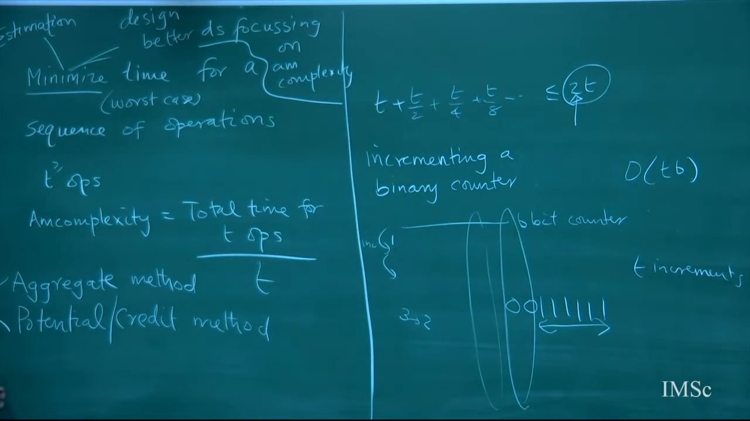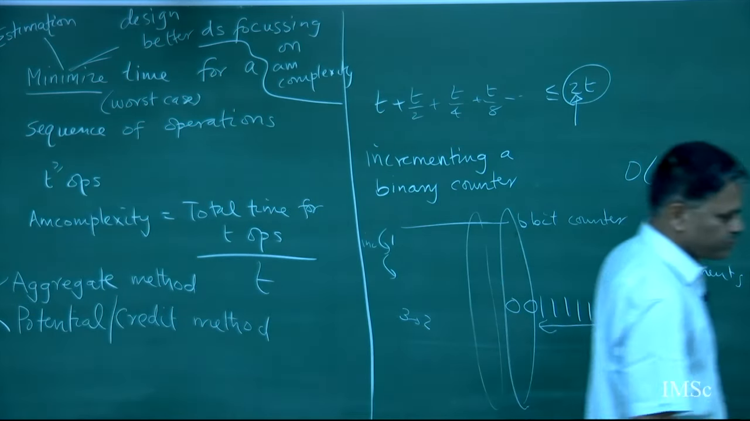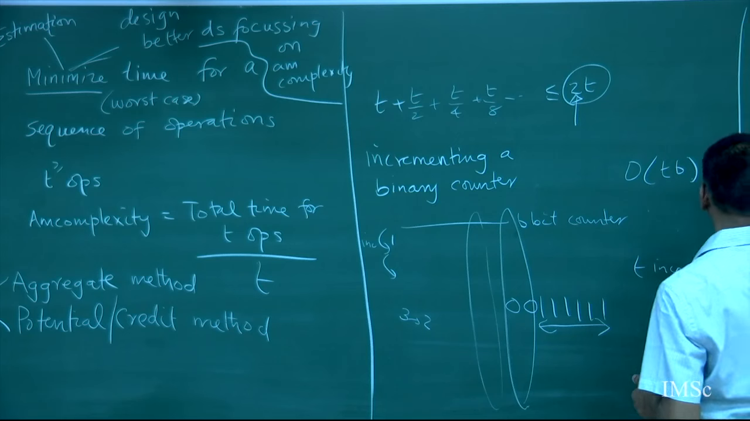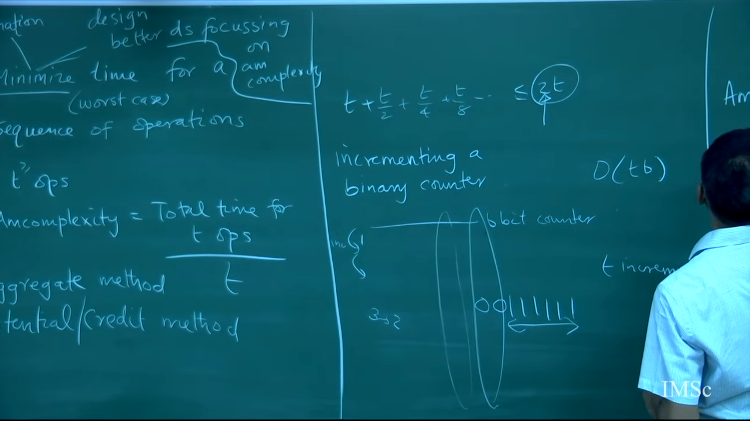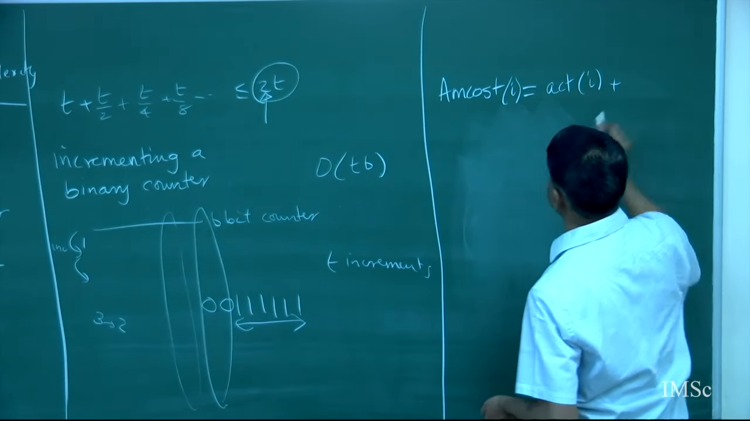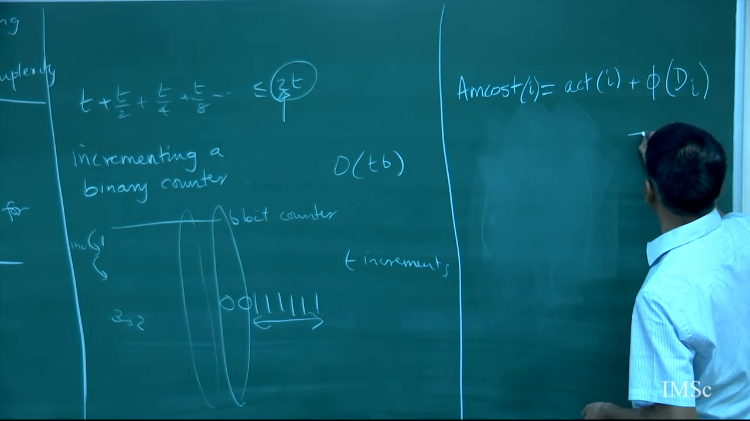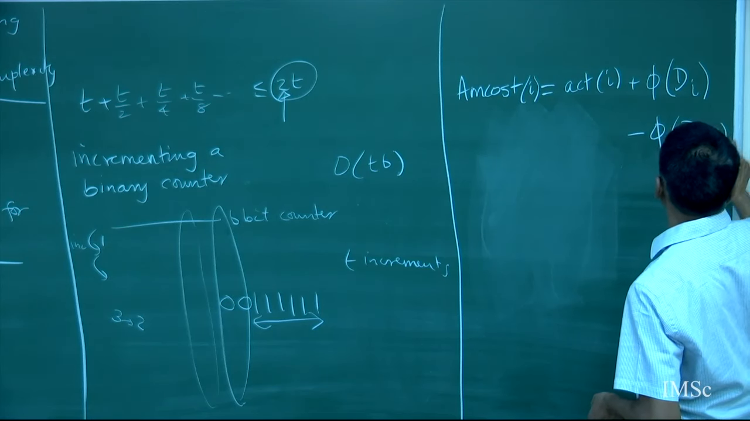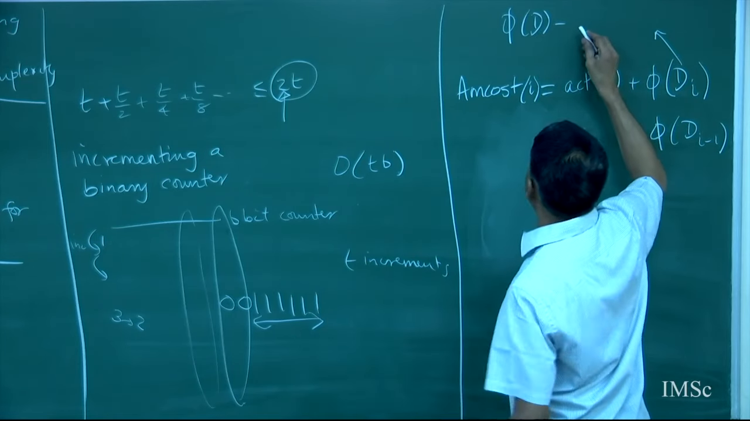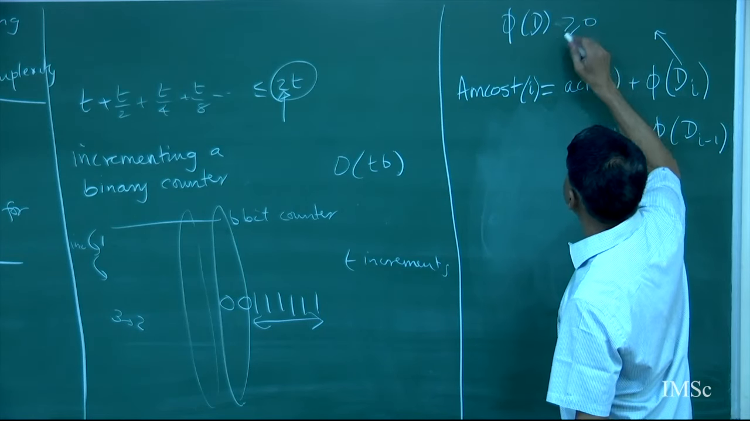So this potential method says, the amortized cost for the ith operation is the actual cost of the ith operation plus the potential in the data structure after the ith operation minus what it was before. This potential is some function of the data structure, something which is greater than or equal to 0. This is called the potential function.